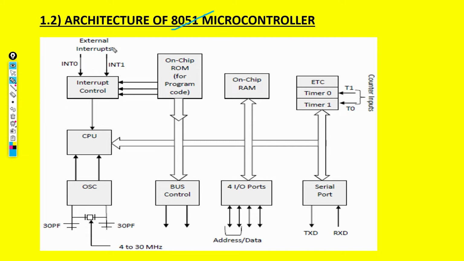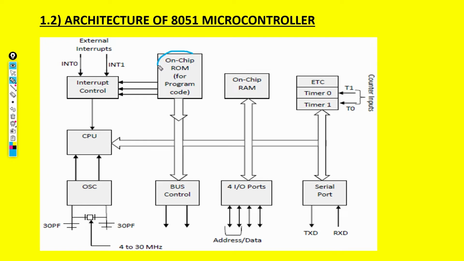The 8051 microcontroller consists of two external interrupts and three internal interrupts which come from the ROM. There are a total of five different types of interrupts, which we will learn in our upcoming videos. But for now, just remember that there are two external interrupts and three internal interrupts. Now let's go to the ROM.